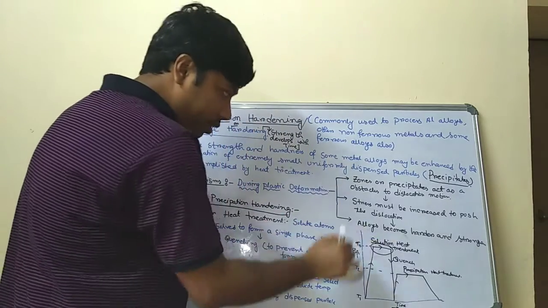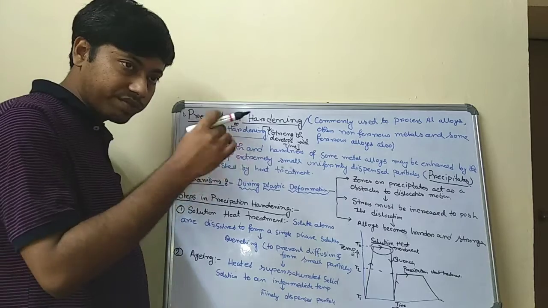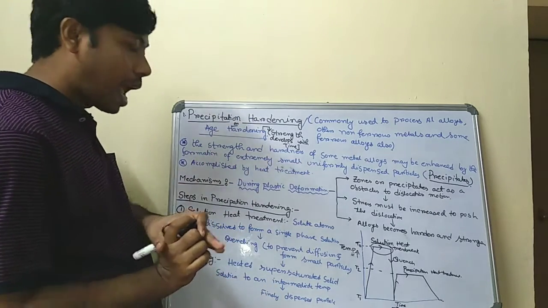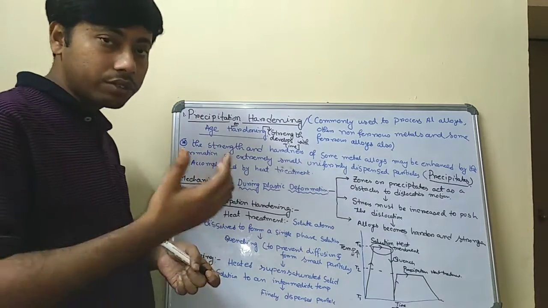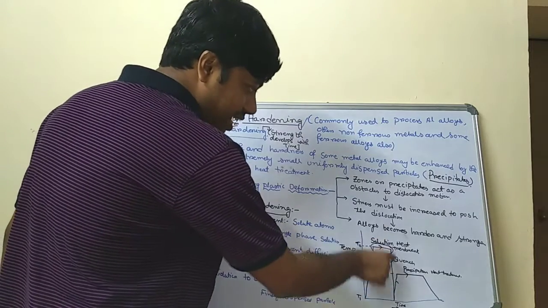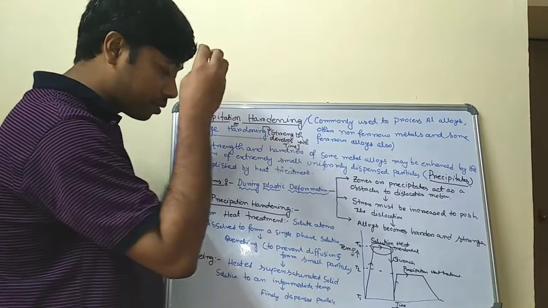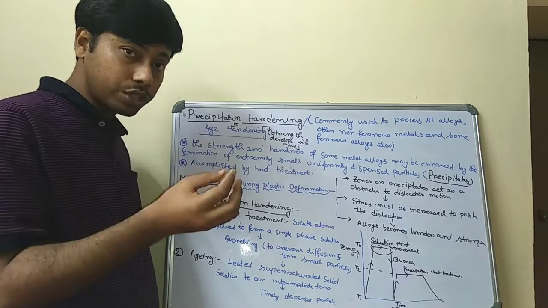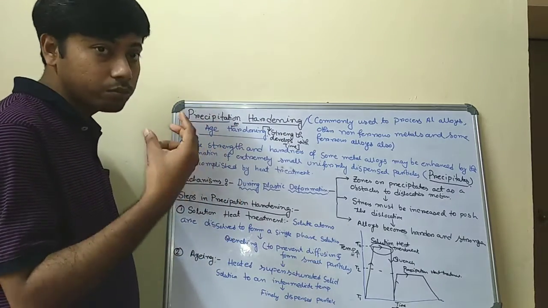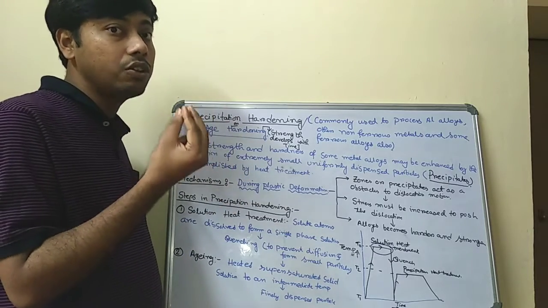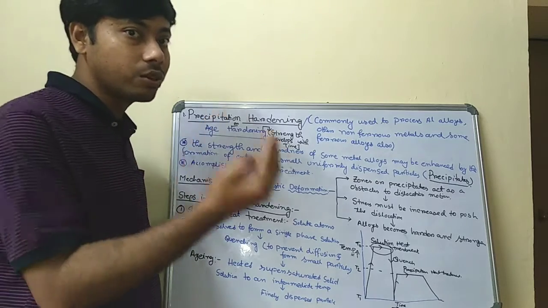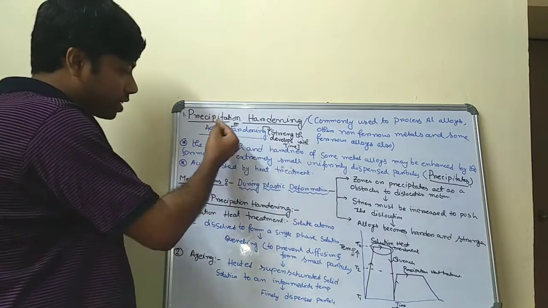Now you have to quench quickly, within a few seconds or a fraction of a second, to prevent diffusion and to form the supersaturated solid solution. This prevents diffusion and forms small particles, and those small particles are the precipitates, which act as obstacles to dislocation movement. That's why the name is precipitation hardening.